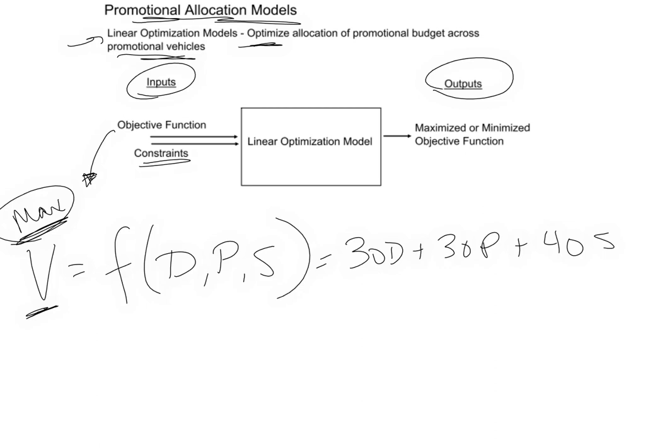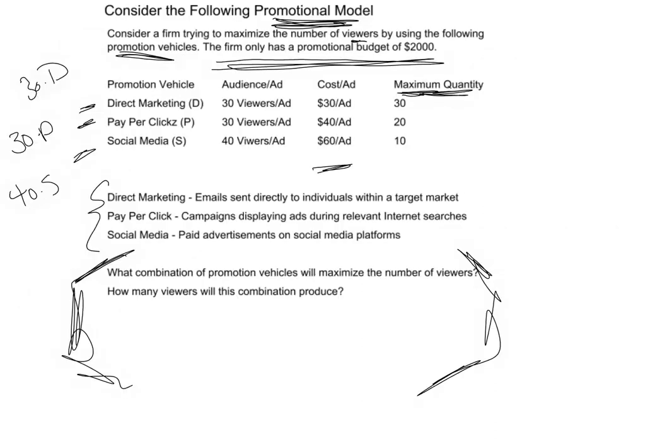But there are some constraints, right? If we just had a world where these three different promotional activities just added more viewers, my goodness, just do infinity amounts of all three of these and you could have infinity viewers, right? Well, why can't you have just a huge number of D, P, and S? Because all of those three promotional activities cost money, right? Slide back a bit. If we looked at the total amount of money that we spend on direct marketing, that would be 30 times D. Each of those units costs $30. So this would tell us the cost of direct marketing.